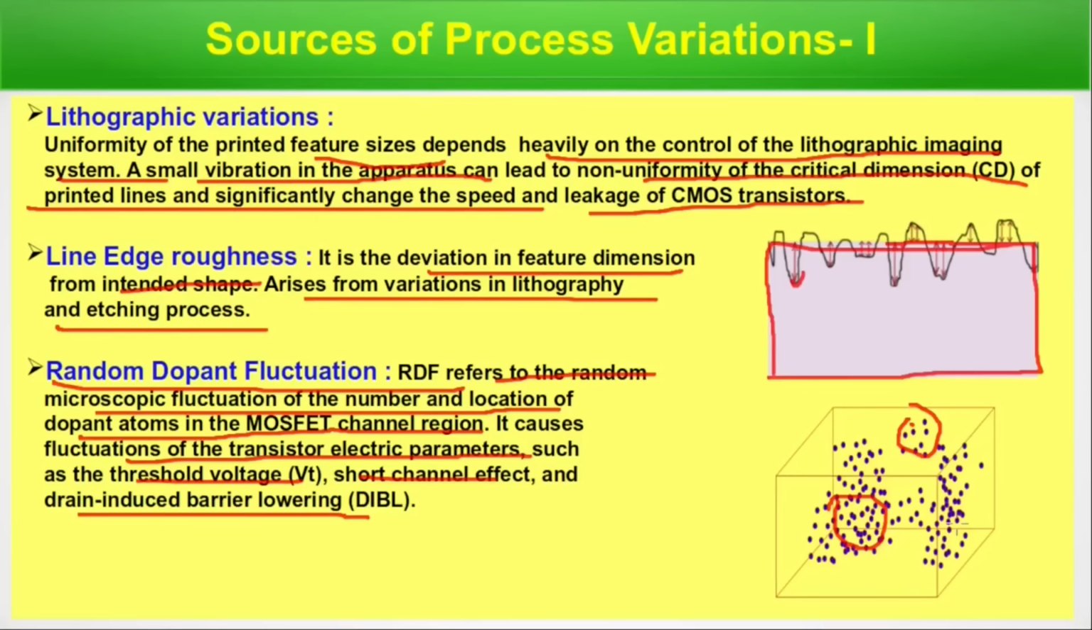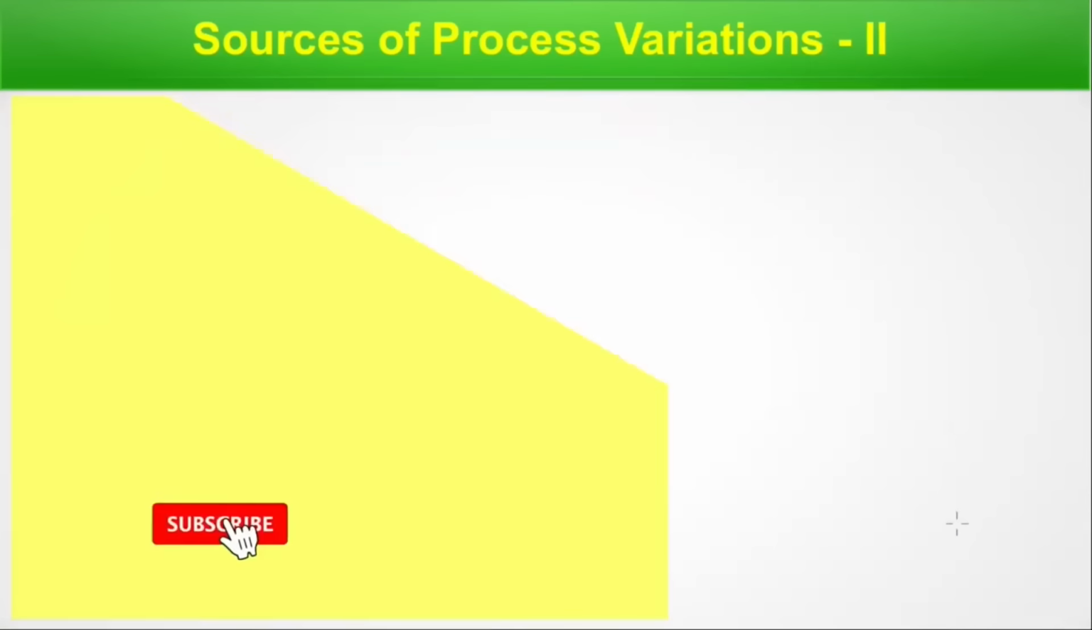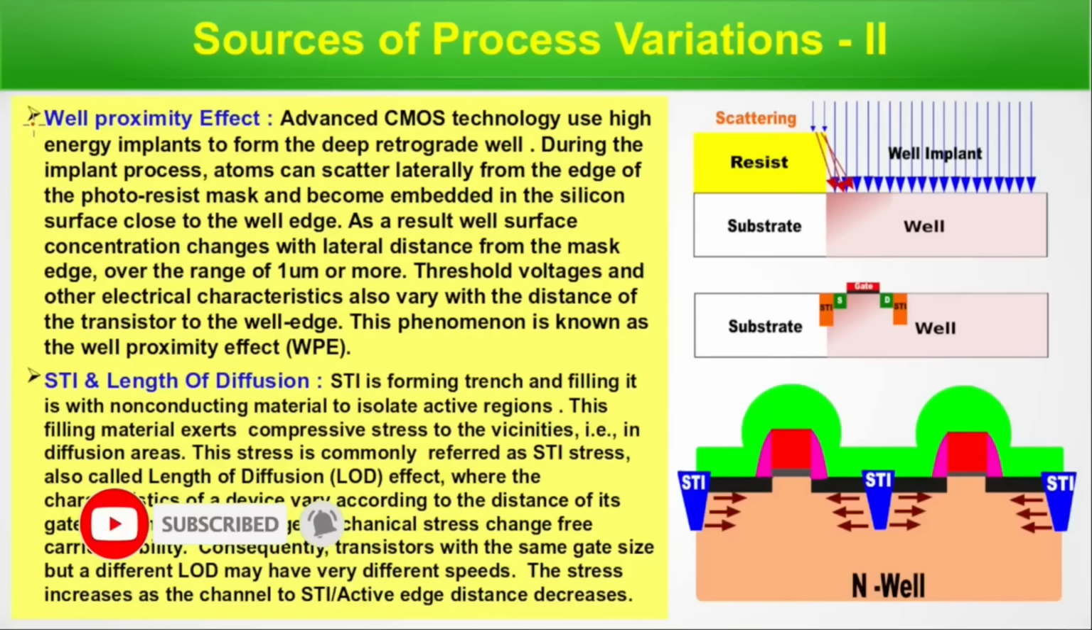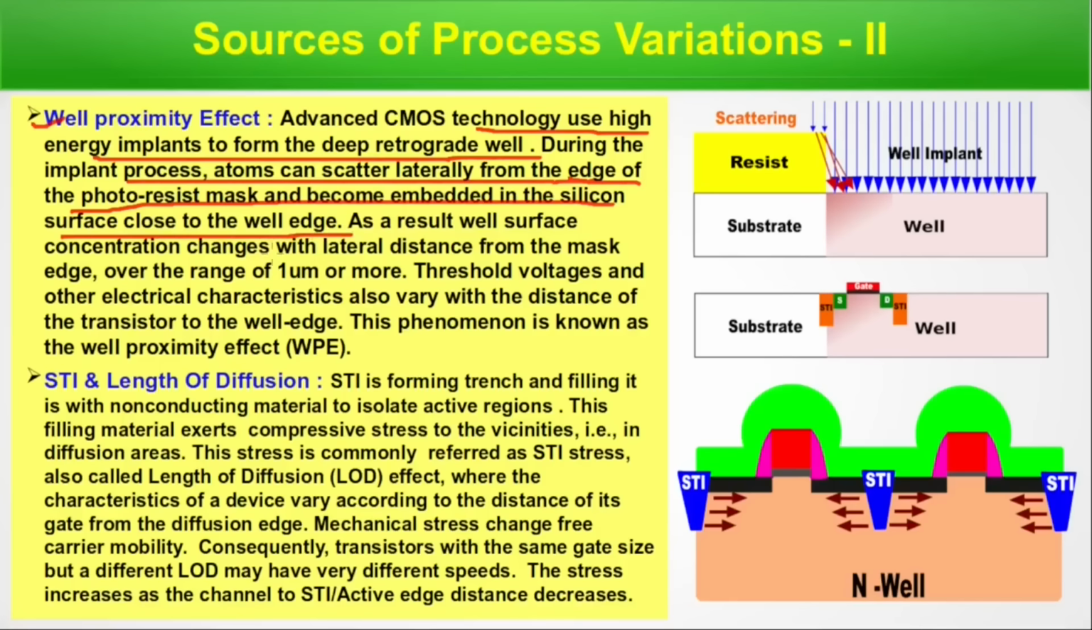Now let's move to the next slide. Sources of process variations: well proximity effect, STI and length of diffusion. Advanced CMOS technology uses high energy implants to form a deep retrograde well. During the implant process, atoms can scatter laterally from the edge of the photoresist mask and become embedded in the silicon surface close to the well edge. This is the resist so that the implant doesn't come here. We need to protect this area. We are forming this well. They are getting scattered and their direction is diverted.